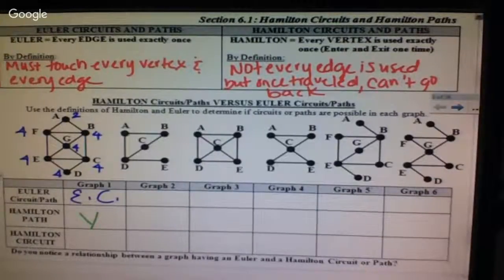So remember, Hamilton says I don't have to touch every line. I just have to go to every place. I can easily go around the outside, cut in the middle, and back around. So, yes, there is a path, and yes, there is a circuit. I could have stopped at B and made it a path. So, if there's a circuit, there's automatically a Hamilton path.